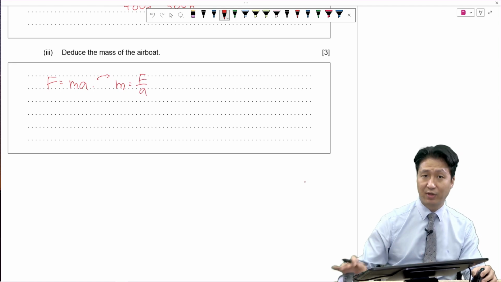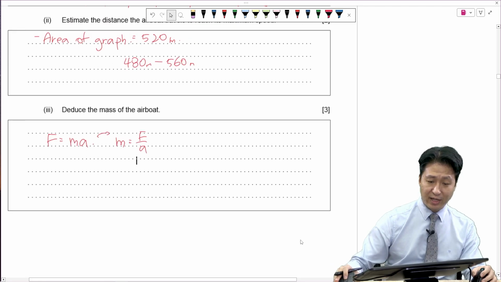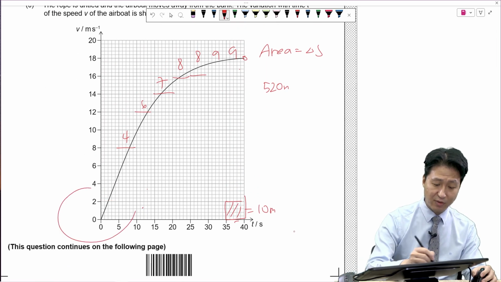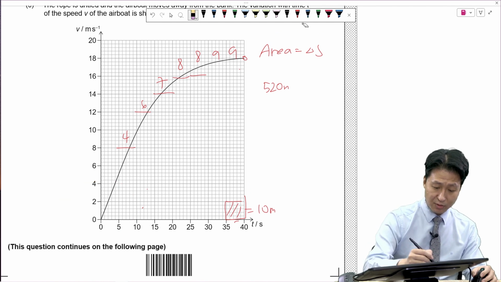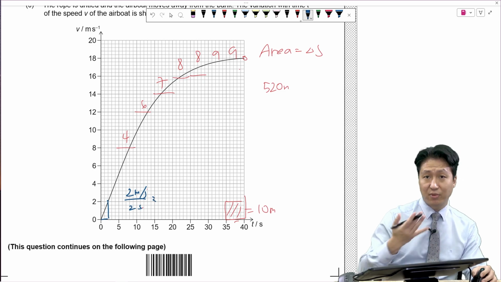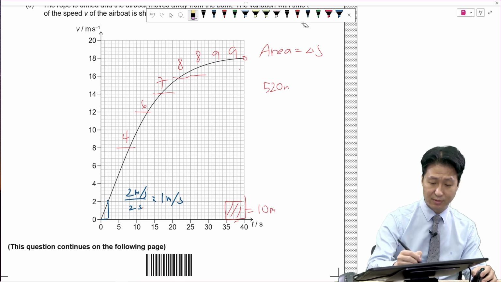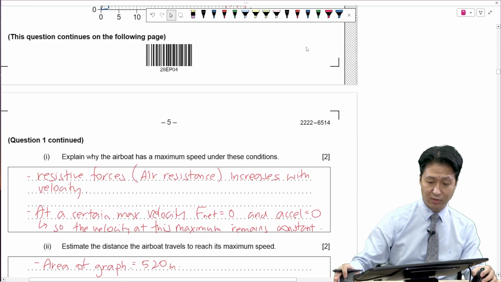Now, how do you find the acceleration? Well, you go back to this graph again, and you want to find the initial acceleration here. So, if you were to use the origin and this point here, this is 2 meters per second over, and this is 2 seconds, which is approximately 1 meter per second squared acceleration. So let's go back down.